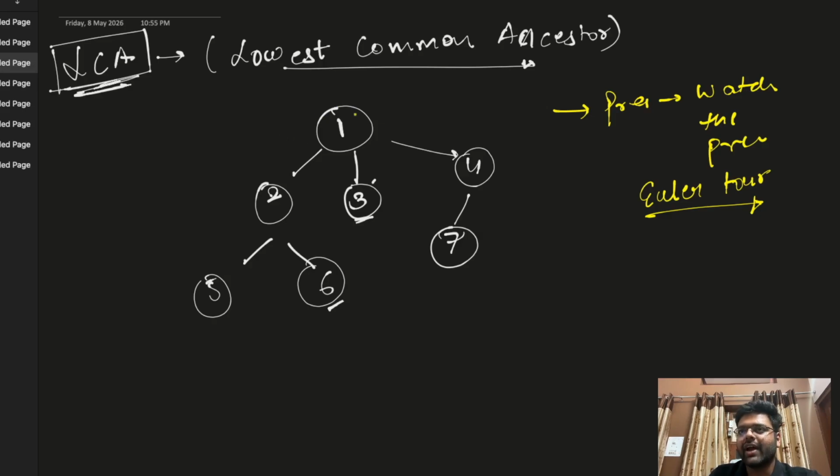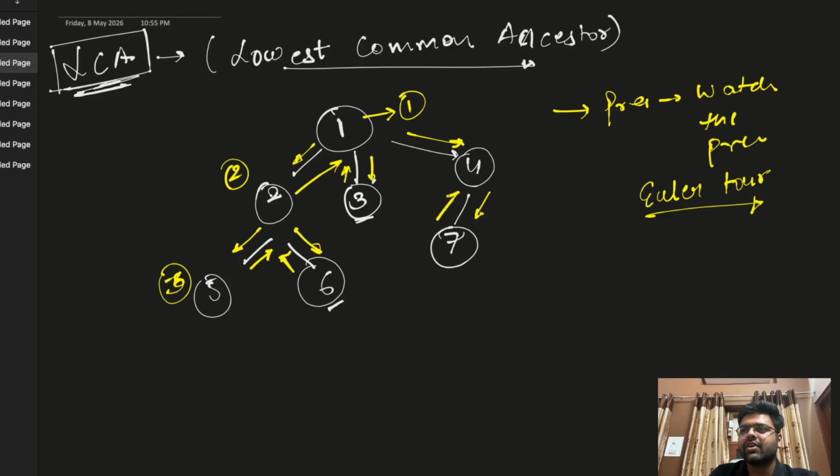So let's suppose the height of node 1 is 1 over here, so 2 would be at height 2, 5 would be at a height of 3, right? So the path would be 1 to 2, then 2 to 5, then 5 to 2, 2 to 6, 6 to 2, 2 to 1, 1 to 3, 3 to 1, 1 to 4, 4 to 7, 7 back to 4, 4 back to 1.